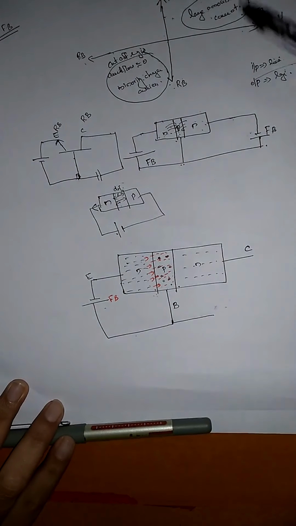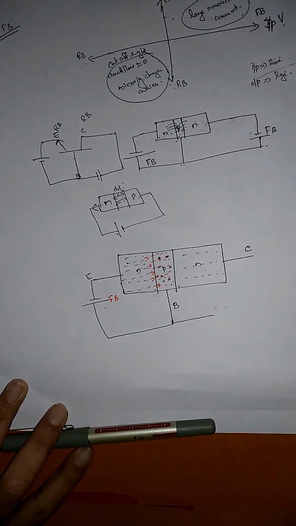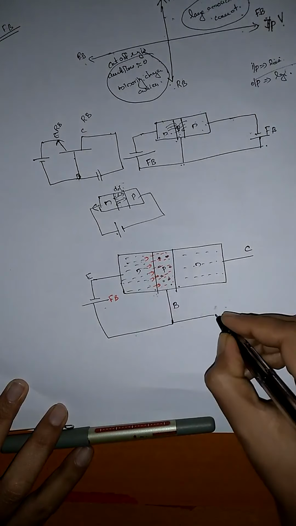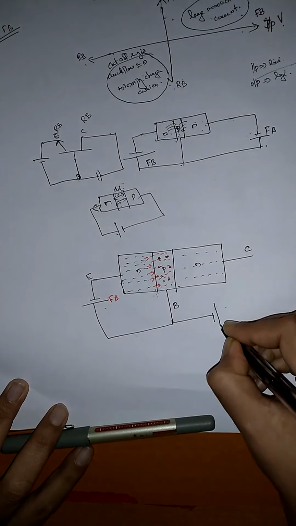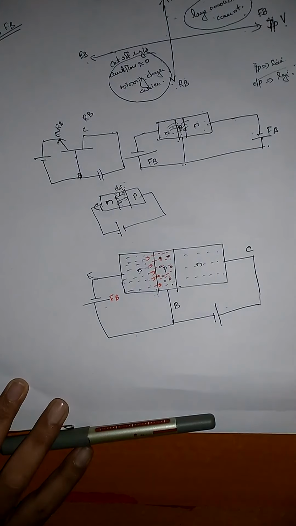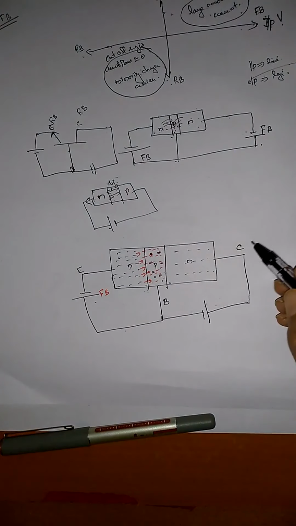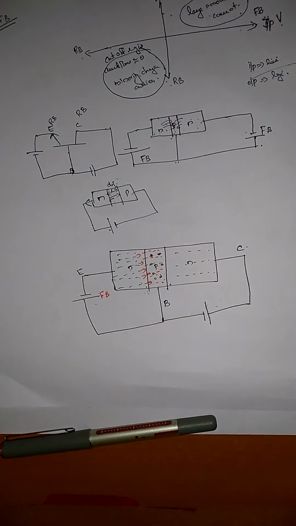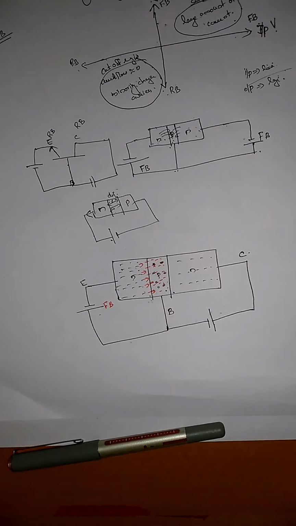Okay, and then what happens in the output junction, we are giving reverse biasing. So this P should be connected to the negative terminal and N should be connected to the positive terminal, or cathode should be connected to the positive terminal. Here it is not cathode, it is C. Collector.